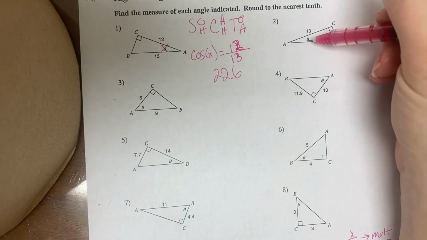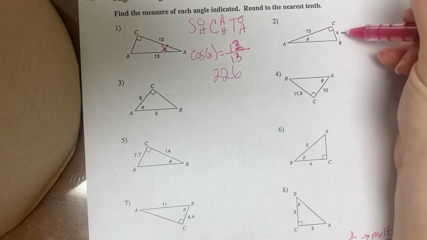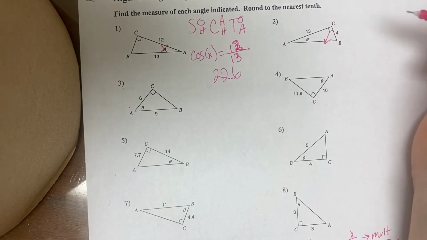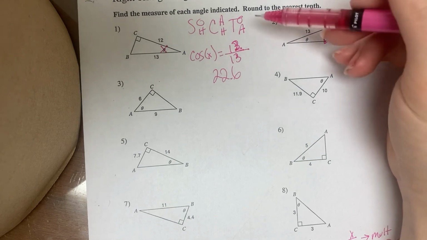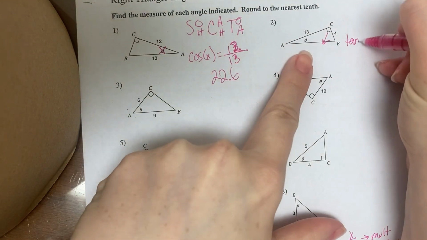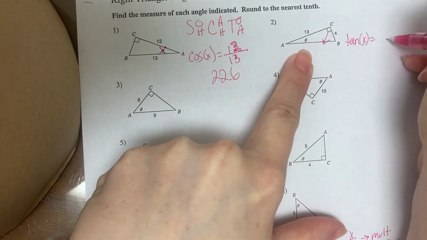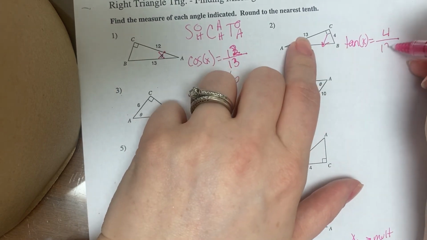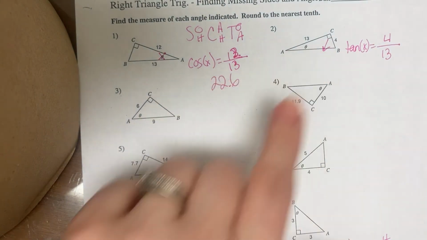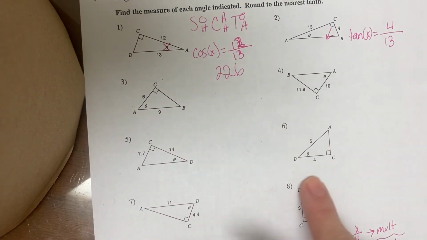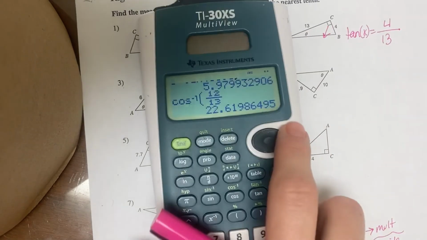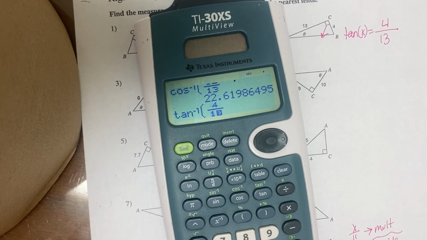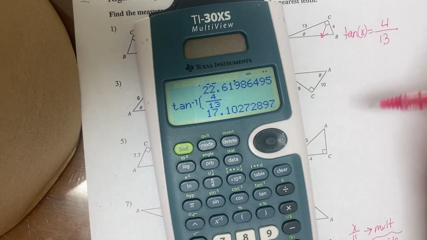Okay, from this angle, what two sides? Opposite and adjacent. So the other would be the hypotenuse. So opposite and adjacent would be tan. Tangent of x equals opposite on top, adjacent on the bottom. So my opposite is 4, my adjacent is 13. Anytime, this whole section 1 through 8, if you're looking for the angle, you're going to use the second button. So second tan 4 over 13. 17.1.